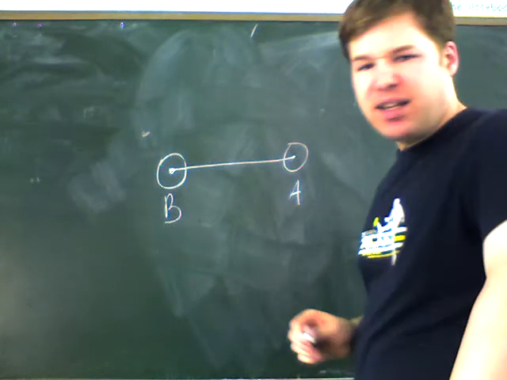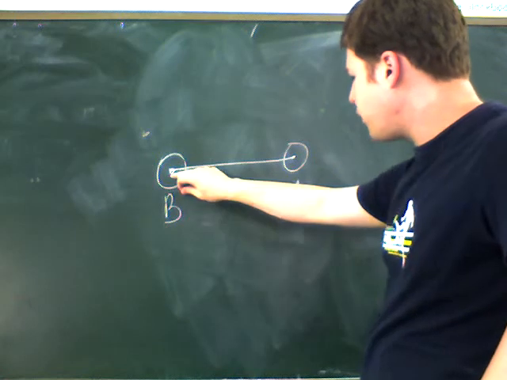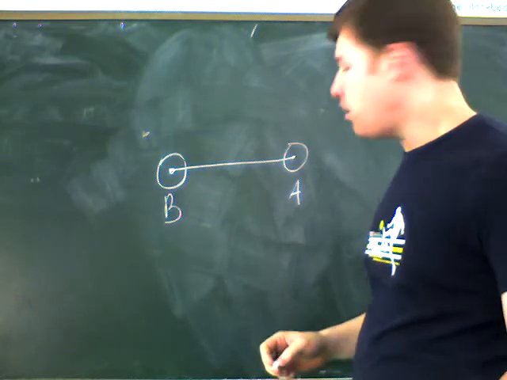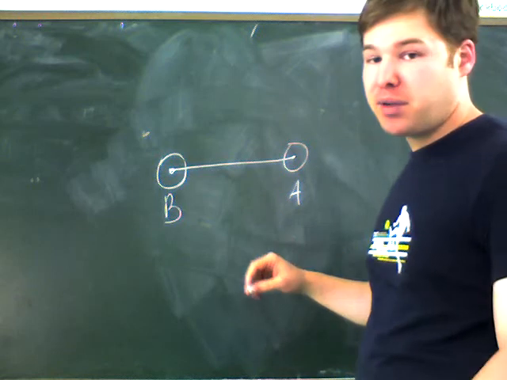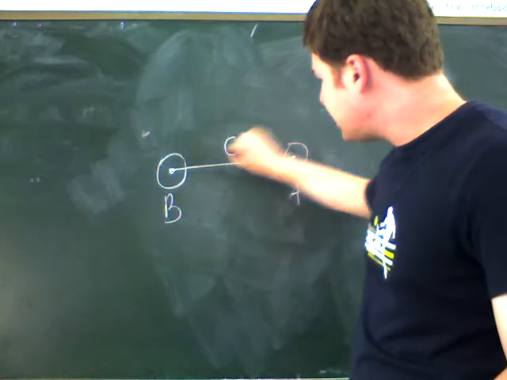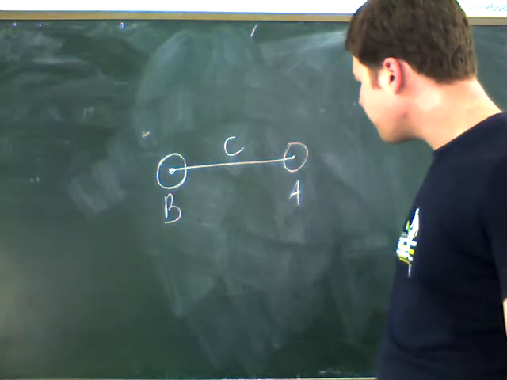So, what is the distance? What is the distance from planet A to planet B? Just as an arbitrary number, or variable, I want to say. Let's just call this C. The distance is C. Okay?